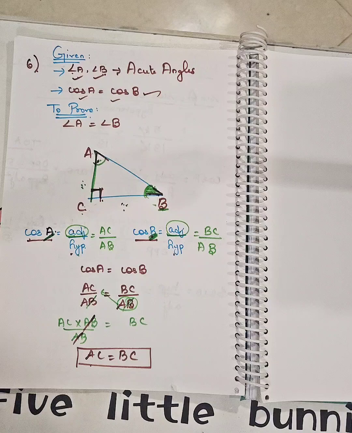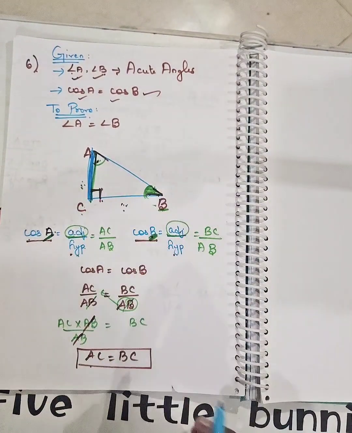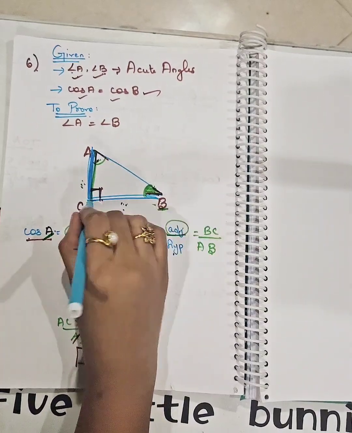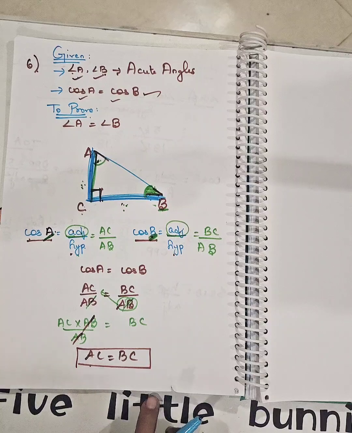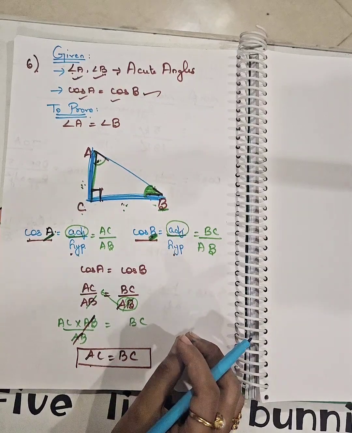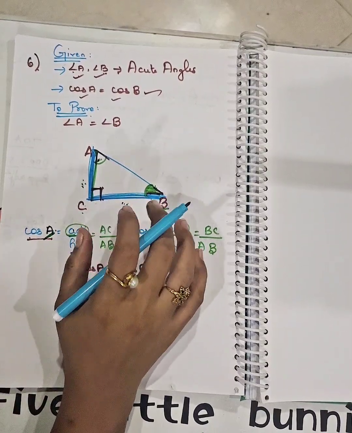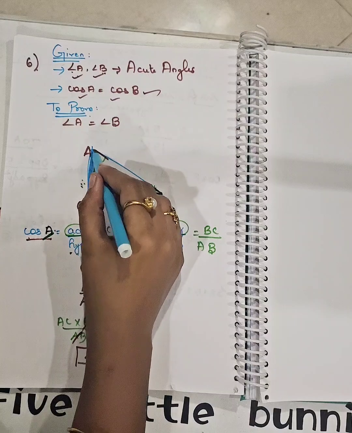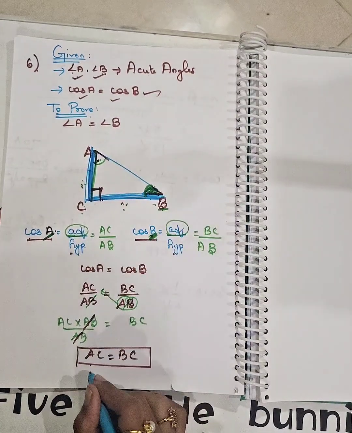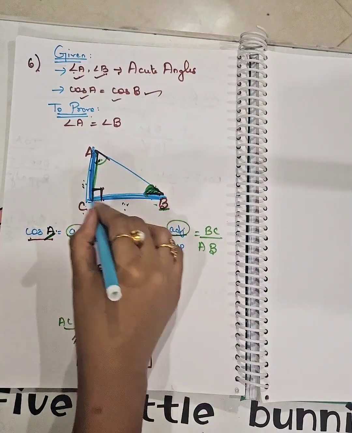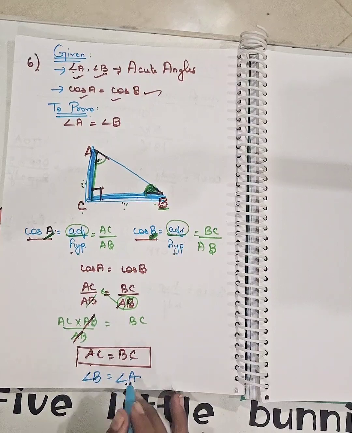So here, which is AC and BC? AC means this side, and BC is this side. So we have found that AC is equal to BC. Now, we should remember a property here. If any two sides are equal, the opposite angles are also equal. So, what is the opposite angle for AC? The opposite angle for AC is angle B. The opposite angle for BC is angle A. So therefore angle A is equal to angle B or vice versa.